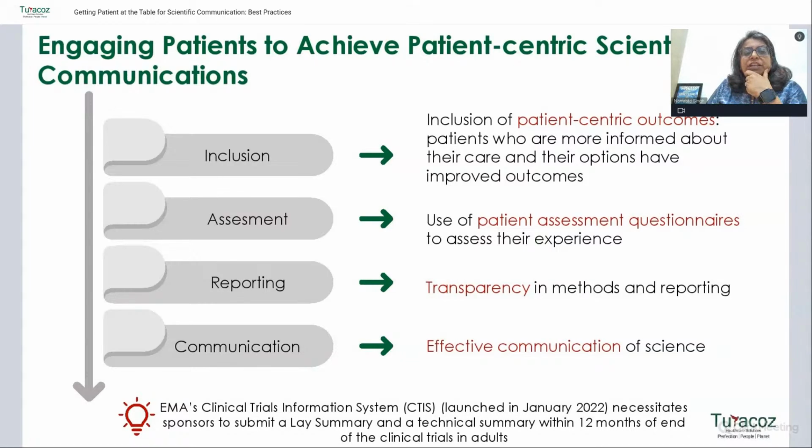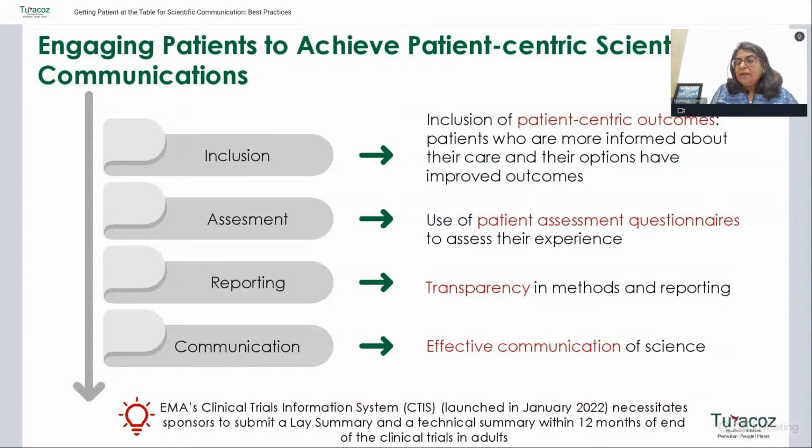Now, how are we engaging patients to achieve patient-centric scientific communication? There are 4 points which you see here: inclusion, assessment, reporting, and communication. Inclusion is that we are including patient-centric outcomes. This is where we talk about patient-reported outcomes, the experiences they have, and the insights they are conveying. That has to be included in the whole planning.